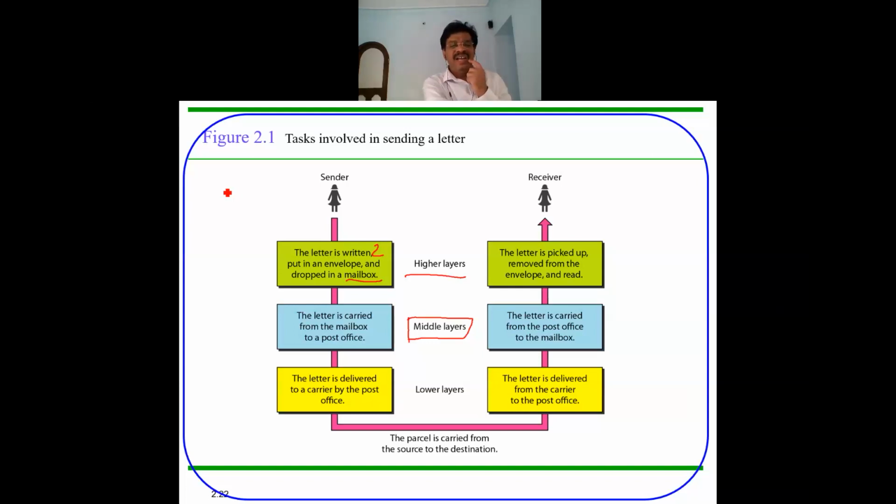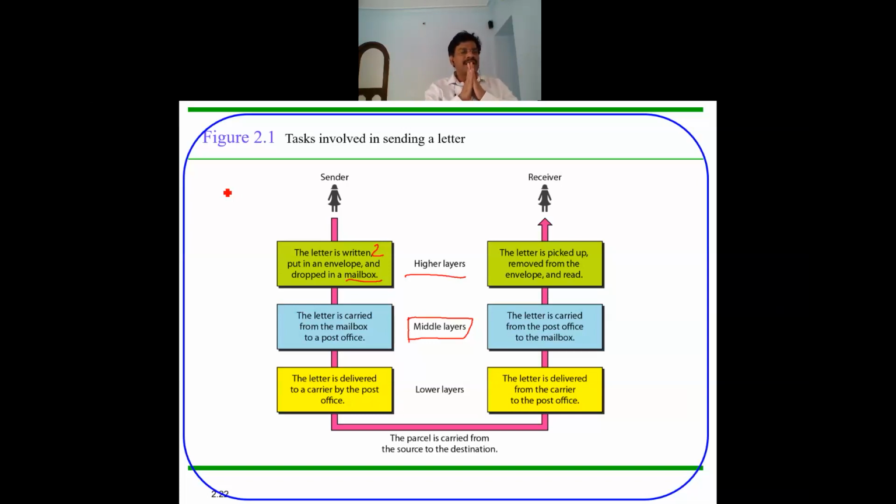And at the sender's layer, we are defining the tasks that are performed at the sender's end in three different layers. The three different layers are higher layers, middle layers, and lower layers. Each layer is performing an independent task. At the same time, each layer is helping the other layer for the next task. At the sender's end, we have a higher layer.